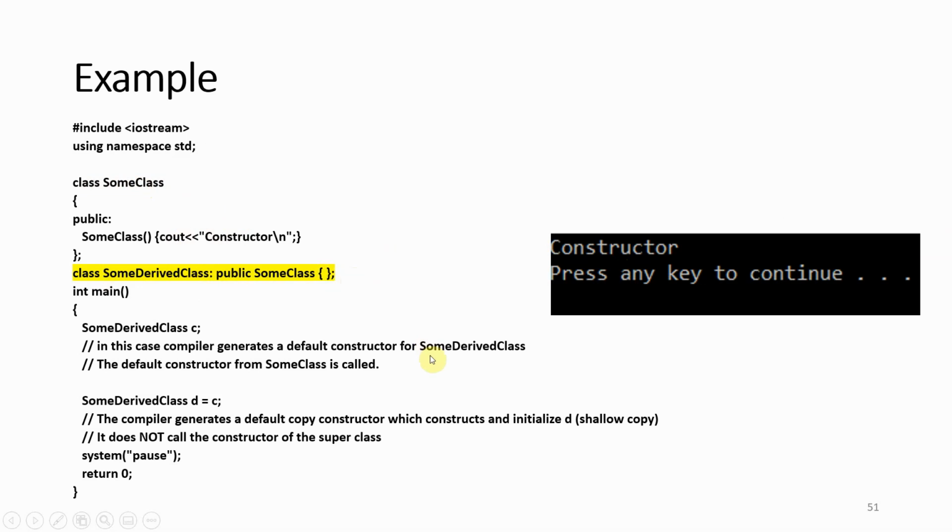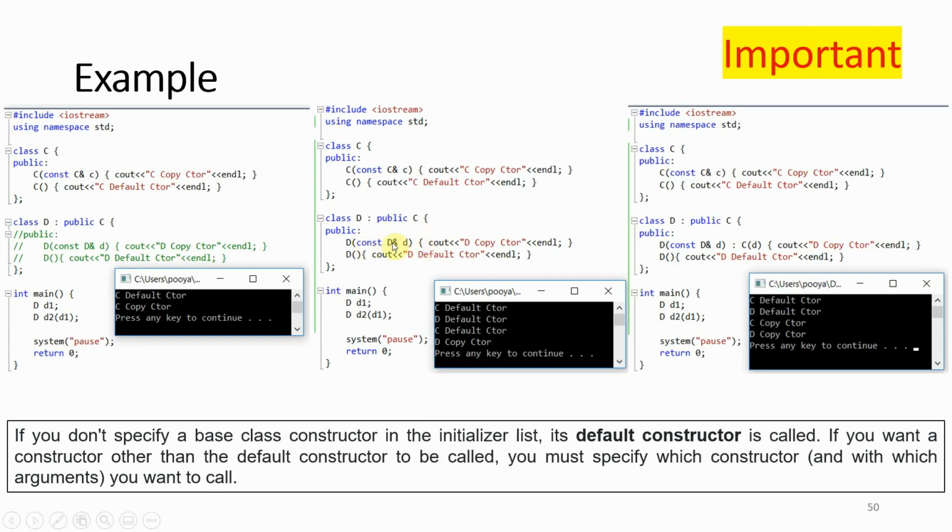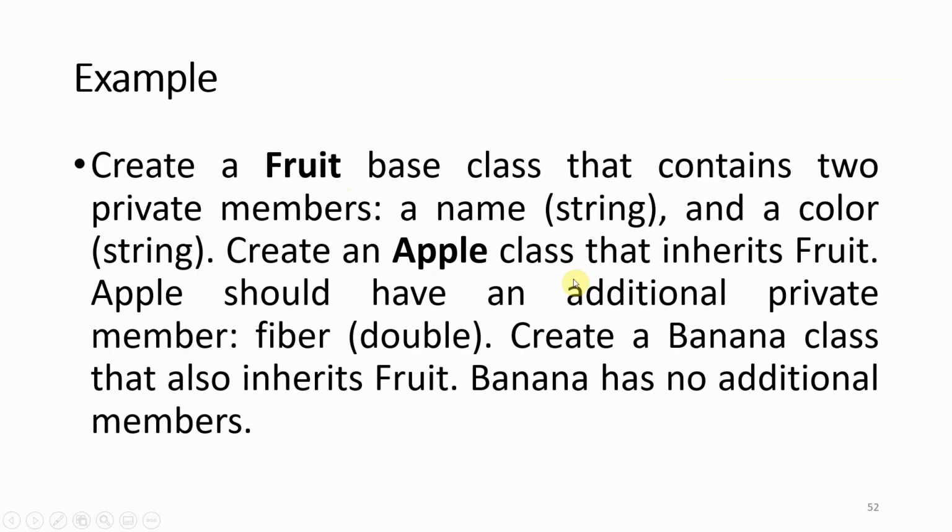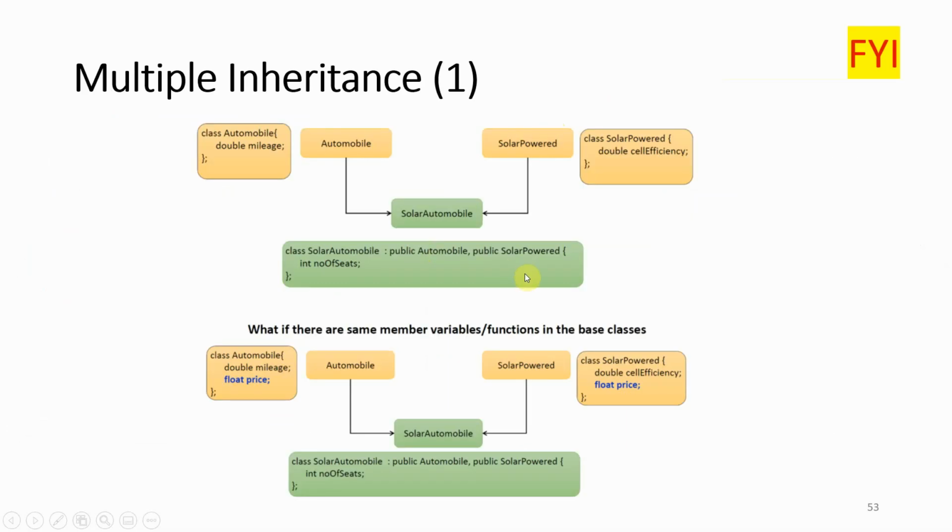Okay, but if you write your own copy constructor and you don't have an initialization list, it's going to call the default constructor. If you want to call the copy constructor, you have to mention that in the initialization list. So this is something to note. This is an example for you to solve. Maybe you can use inheritance to do this example.